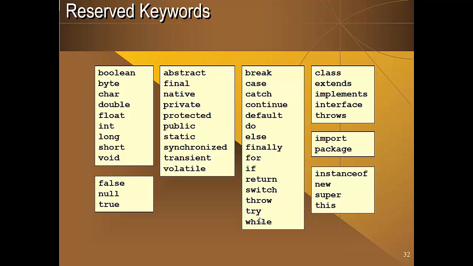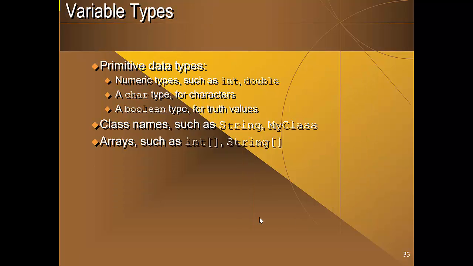Here are some reserved keywords in Java. We don't want to go through all of them now, but chapter by chapter we will learn all these keywords. So for variable types, that's going to be your primitive data types at present. Later we will be talking about the object types.